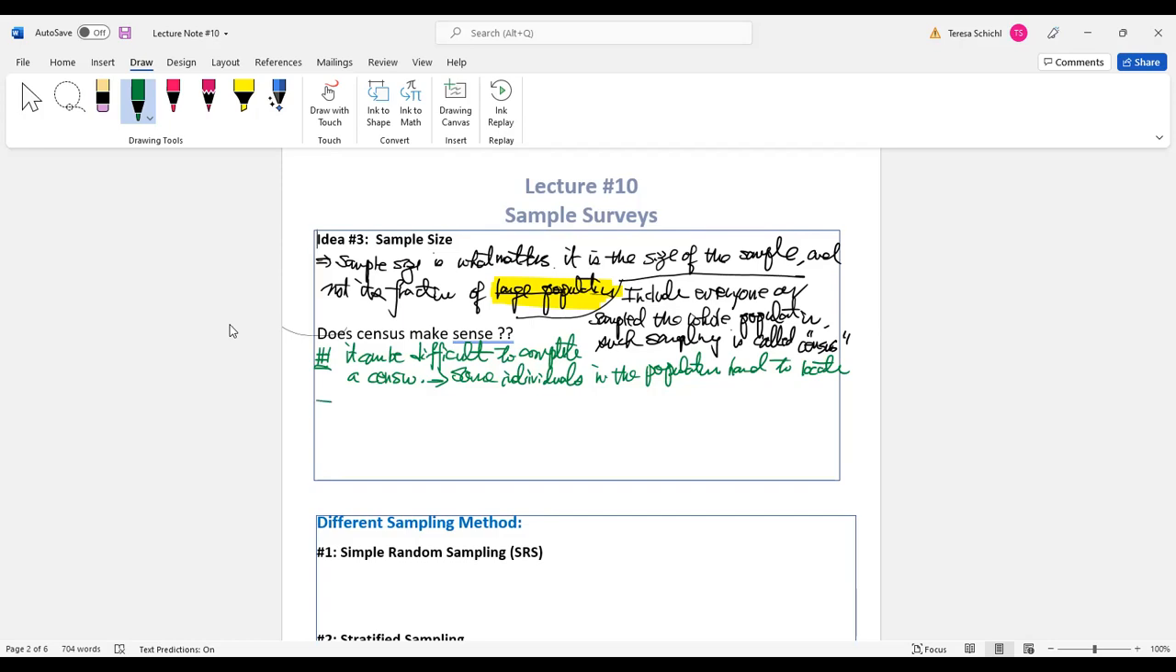Okay, so what is the second problem when we do a census? We want to sample everyone in the population, right? But typically, populations rarely stand still.